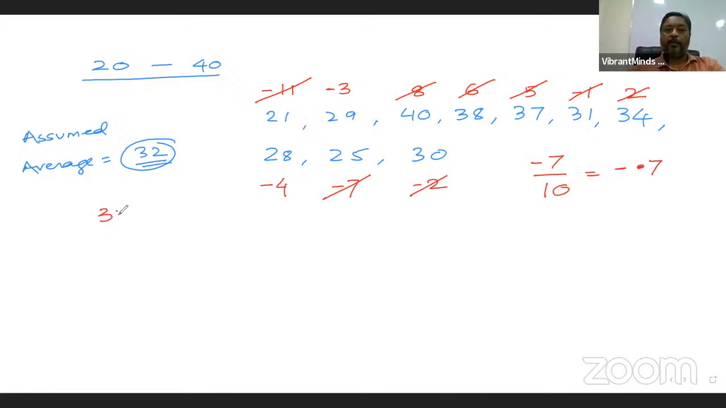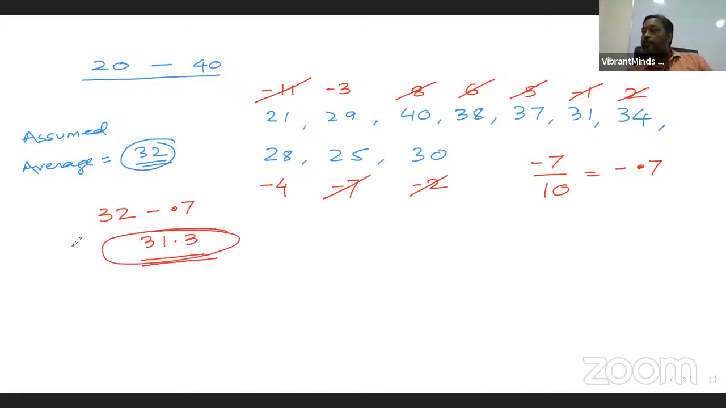So what will be my answer? 32 minus 0.7, and my answer will be 31.3. This will be my average. Is it clear, guys, now? Is it clear, people? Okay, thank you.